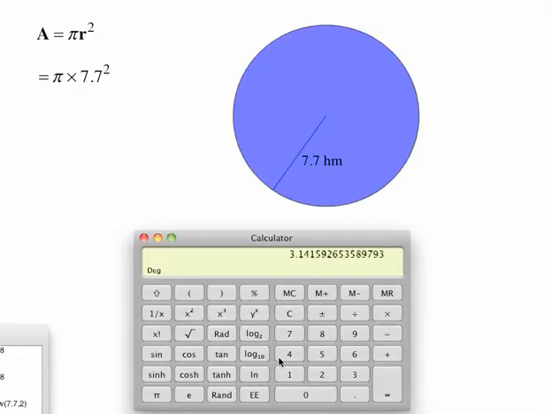So it's pi times 7.7, press the square. And notice it's only squaring the 7.7, right? 7 squared is 49, so 7.7 squared is 59.29. And then the pi multiplies that. Now 59 is close to 60, and pi is close to 3. 3 times 60 is about 180, and we're at 186. So estimation-wise, we're in the right ballpark. And that's our answer.